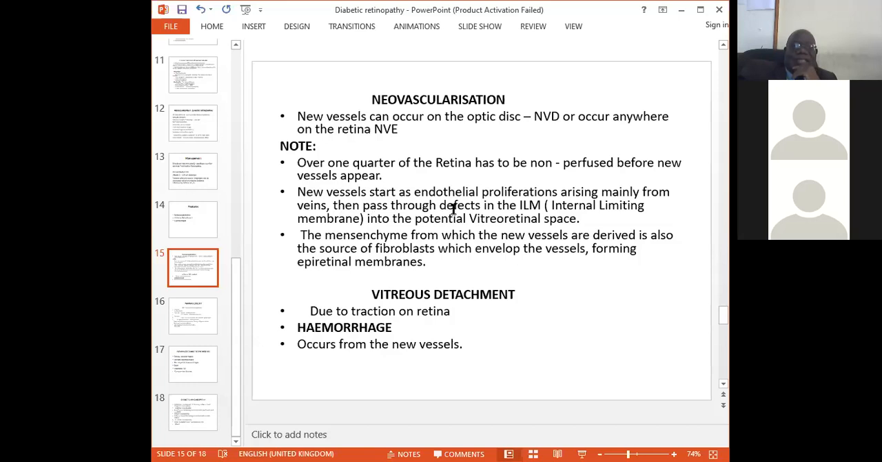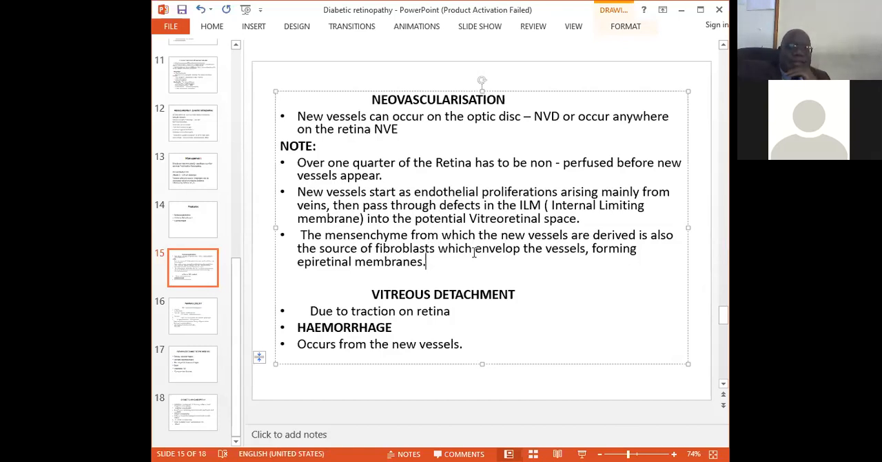New vessels start as endothelial proliferations arising mainly from the veins. Then they pass through the defects in the internal limiting membrane into the potential vitreoretinal space. So the mesenchyme from which the new vessels are derived is also the source of fibroblasts. Fibroblasts form what? Fibrous tissue. And this fibrous tissue envelops the new vessels, forming epiretinal membranes.